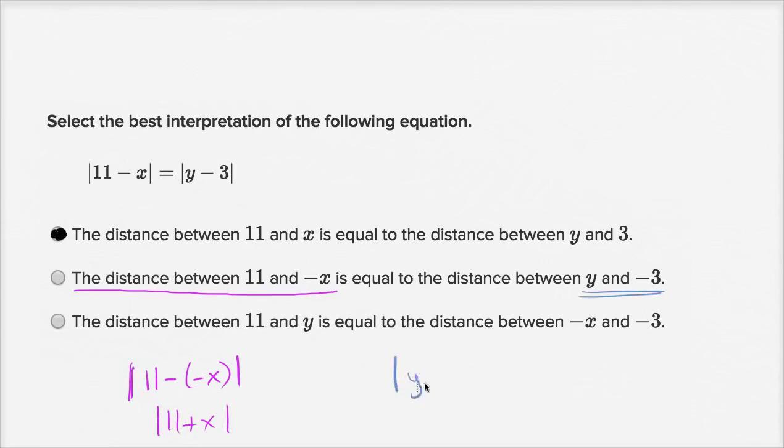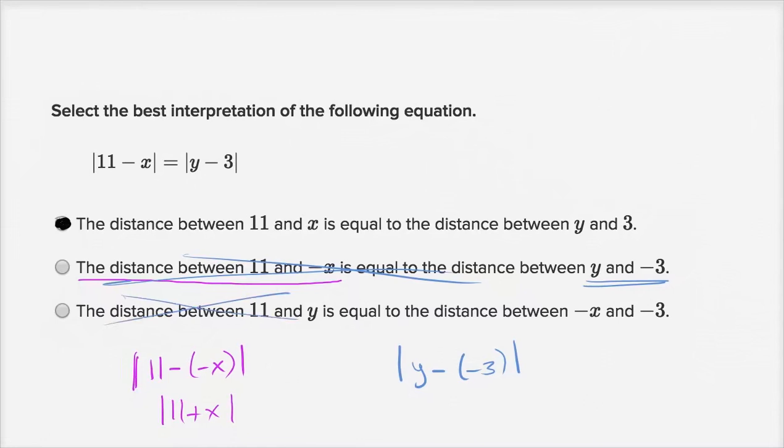That's going to be y minus negative 3, which is not what we have over here. So this is not what this equation represents. The distance between 11 and y, okay, so now they're really mixing. They're saying 11 and y is equal to the distance between negative x and negative 3. So now they've just completely mixed everything up. So that's not going to be the case.